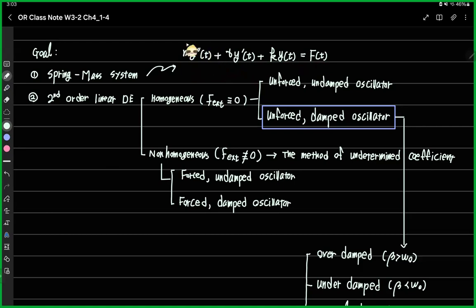The first term represents the gravitational force. The second term we obtain from the damping force, or some kind of resistance force acting on the object. The third term comes from the spring force, because in the spring mass system, definitely spring force and gravitational force must be involved. And F of t on the right-hand side represents the external force.